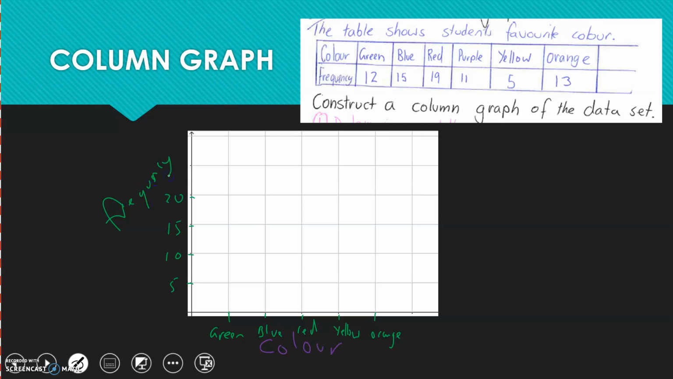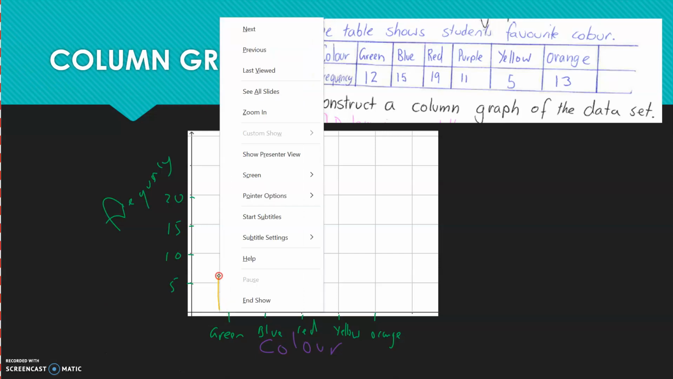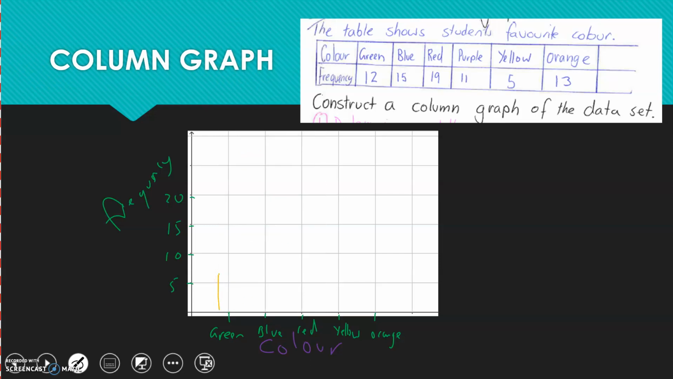Now what we then need to do is we need to draw our columns. Now we need to remember that there's got to be a gap between our columns, and there's got to be a half column width between the start and the first column. So for our green, we have 12. So using a ruler, you would go from the x-axis up to 12, would then go across and come back down on the other side.